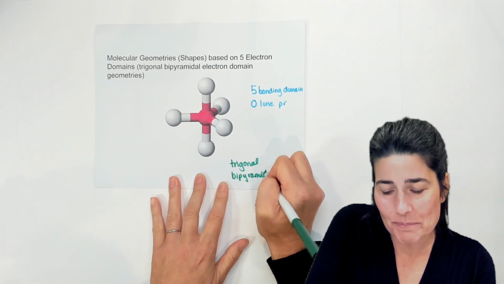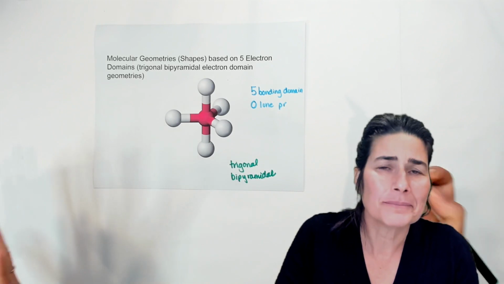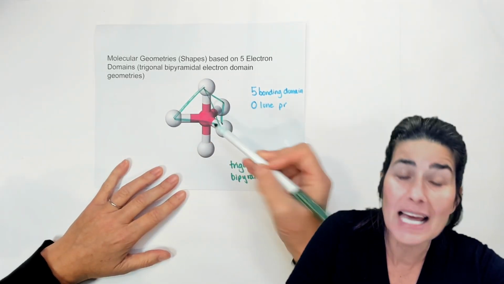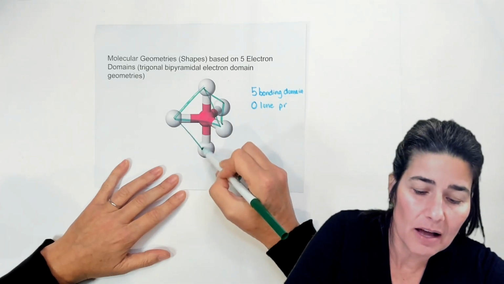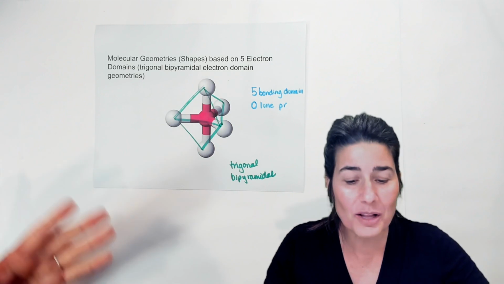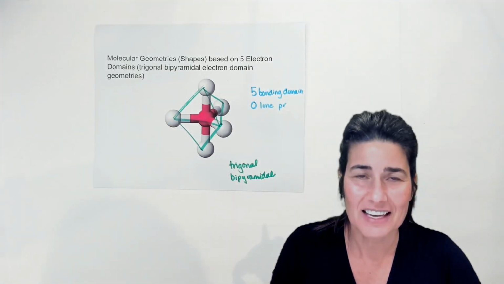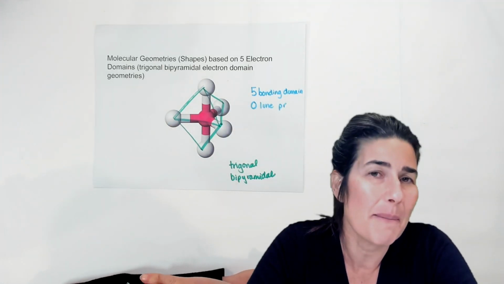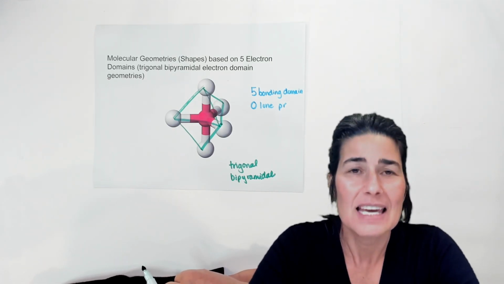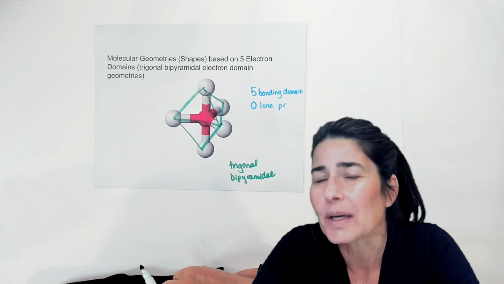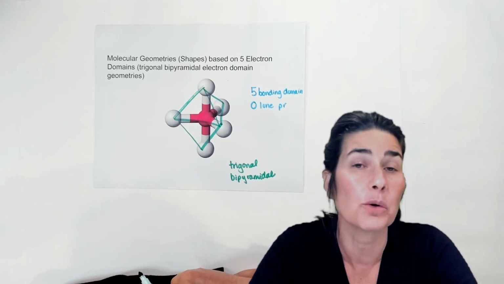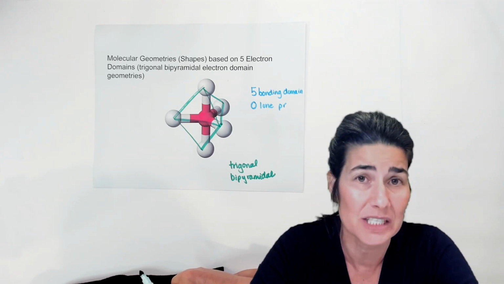bipyramidal. Why again? Because we have a pyramid on the top and we have a pyramid on the bottom, all of those have a triangle base. Now, the interesting thing about this particular one, more than any other thing, is that it has 2 different bonding angles. That is going to play a role in figuring out the molecular geometries here.